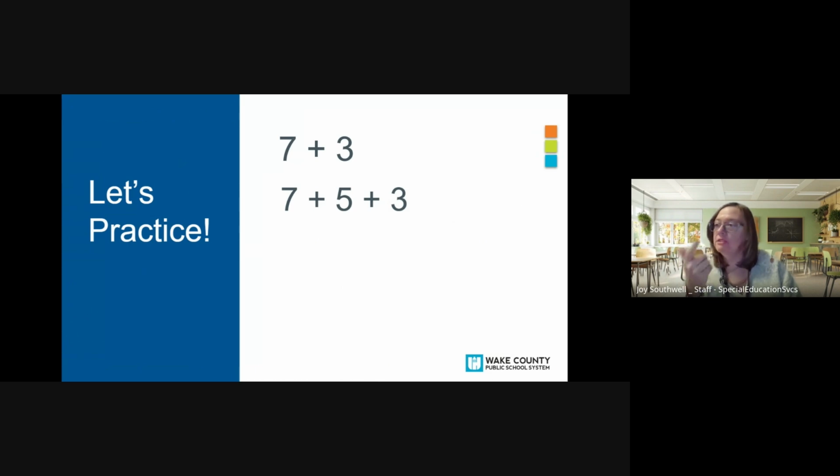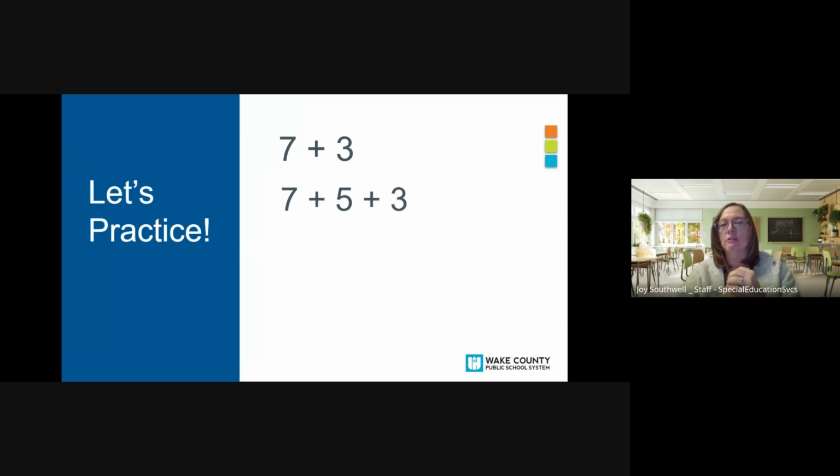So 10 is our benchmark number, and we're seeing that we know one 10 frame is full of 10. We have a row full, makes 15. 10 is also a benchmark number. So if I knew 7 plus 3 was 10, it's easy to add 10 plus 5, which gives me 15.